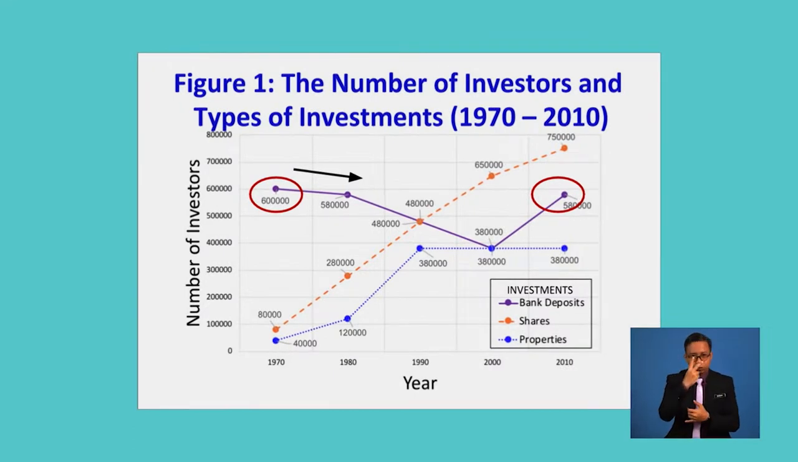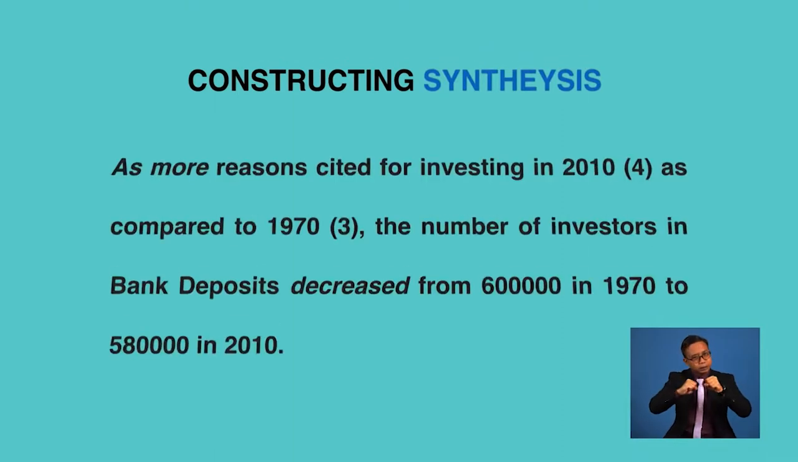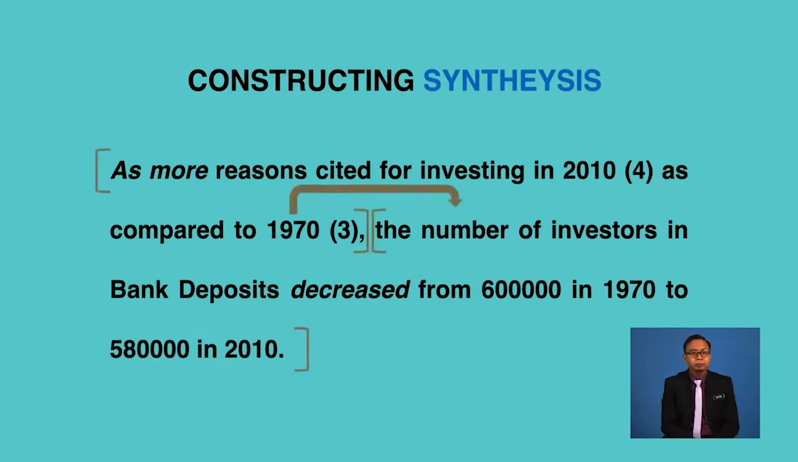Okay, now let's try writing another synthesis for a different key feature. What happened to the number of investors in bank deposit in 1970 and 2010? What type of movement do you see? Did the number of investors in bank deposit increase or decrease? Yes, the number of investors in bank deposits decreased. Can we use the same linker, which is "as", to write the synthesis? Is it logical? Okay, now let's try. As more reasons cited for investing in 2010 in bracket 4 compared to 1970 in bracket 3, the number of investors in bank deposits decreased from 600,000 in 1970 to 580,000 in 2010.